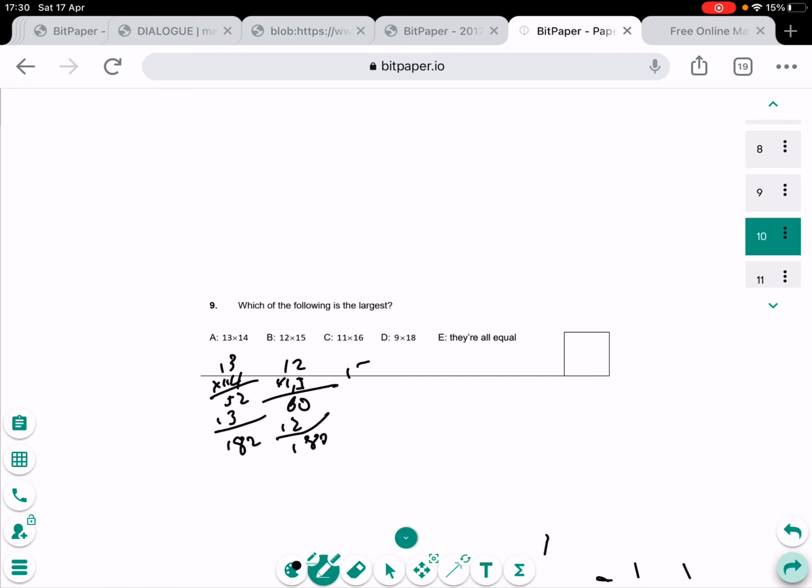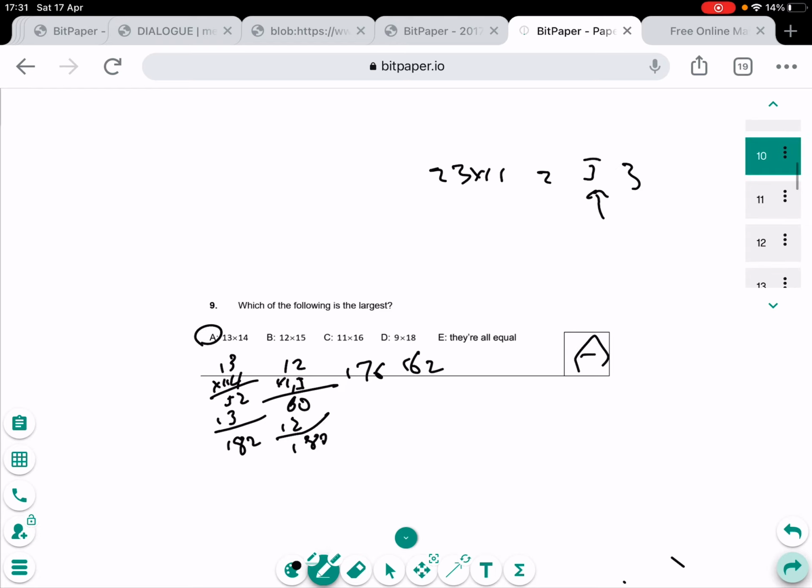11 times 16 is 176. Because for anything times 11, you just put the 2 digits apart and put the sum of them in the middle. So 9 times 18: 8 times 9 equals 72, 1 times 9 equals 9, so you add the 7, so 162. So therefore A is our answer because it is the largest.